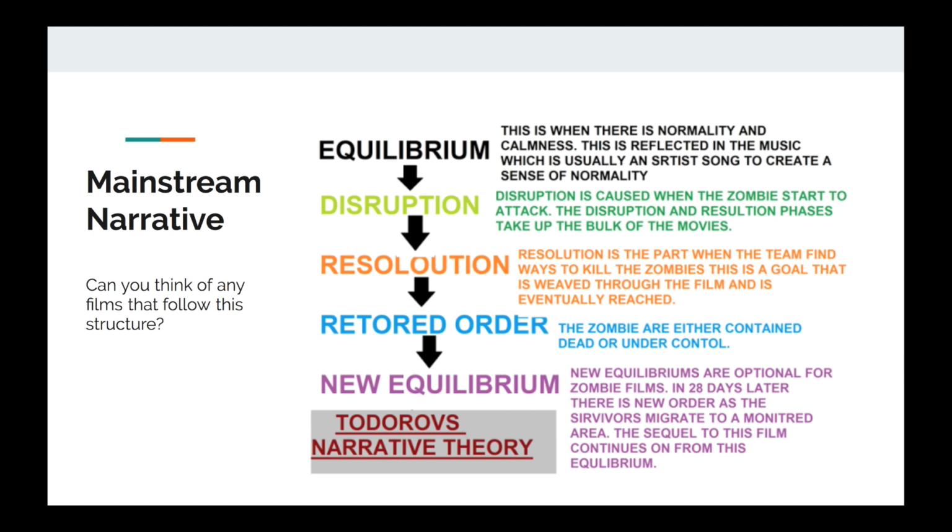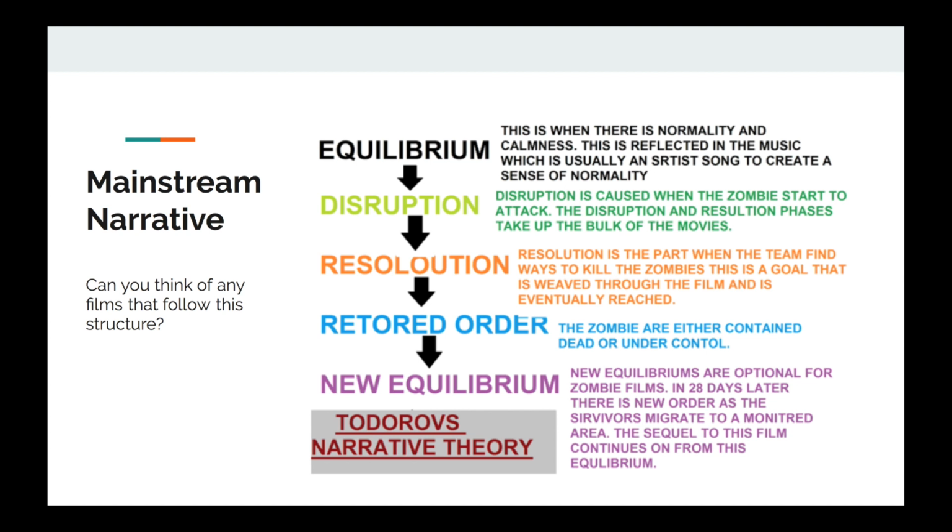So, a mainstream narrative is your classic Hollywood narrative, and somebody that wrote about linear narratives or mainstream narratives is Todorov. Todorov came up with a theory for narratives which are very much used today in terms of classic Hollywood films and films we see today.